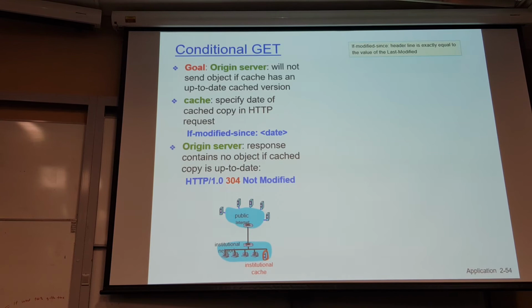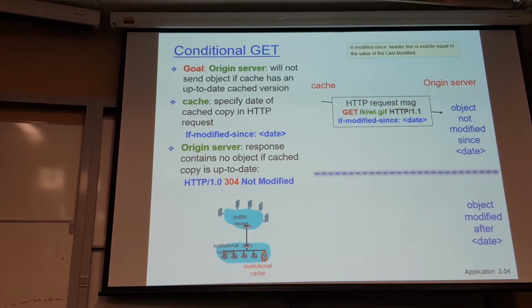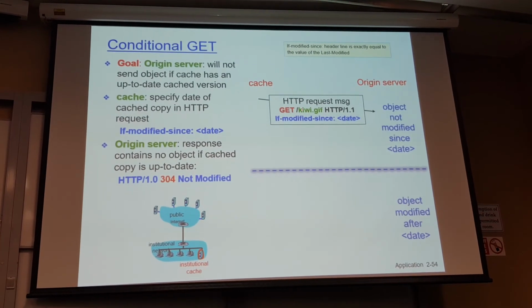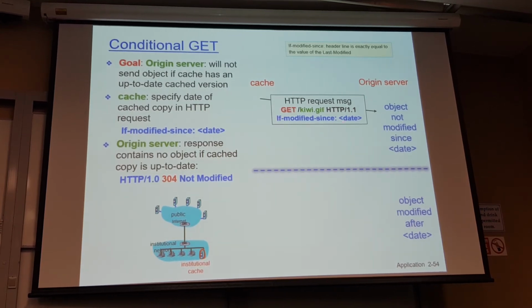Another possibility is to make use of the if-modified-since header. So the cache can ask the origin server, if this object has not been modified since this date, please send me a new copy. Let's have a look. So the web cache requests, let's say, an object named kiwi.gif, and it comes with this header. If modified since this date, please send me a new copy.